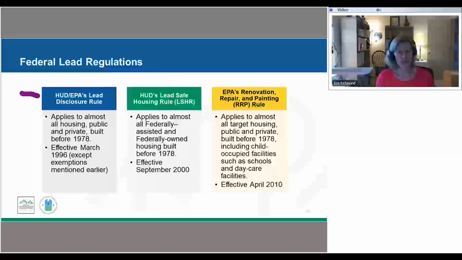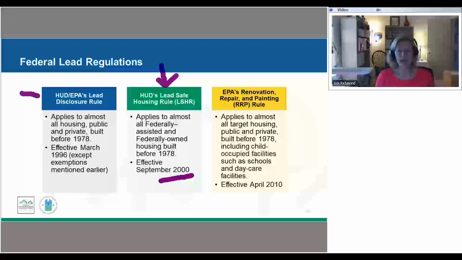Then we have our HUD lead safe housing rule. This applies to all federally assisted and federally owned housing built before 1978. It has been in effect since September of 2000, so we're in our 22nd year now of it being in effect. It's enforced by HUD. And the focus is on housing, so it's not focusing on child care or preschools, but it is focused on housing.